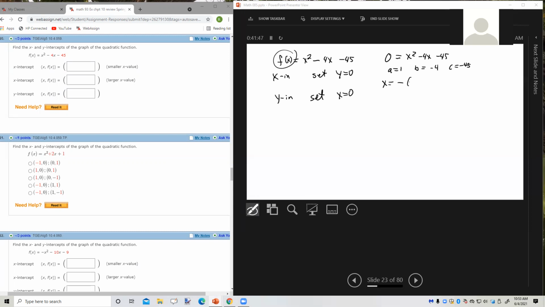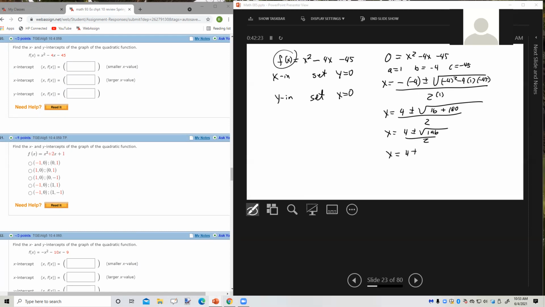So x equals -b plus or minus the square root of b squared minus 4ac all over 2a. Okay, so x equals 4 plus or minus the square root of 16 plus, let's see, 4 times negative times positive times negative is positive, and we've got 180, all over 2. So x is 4 plus or minus the square root of 196 over 2.